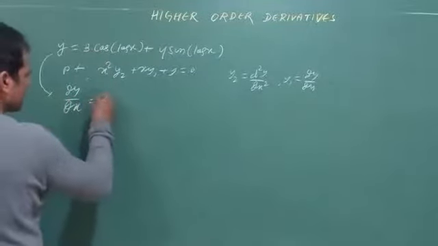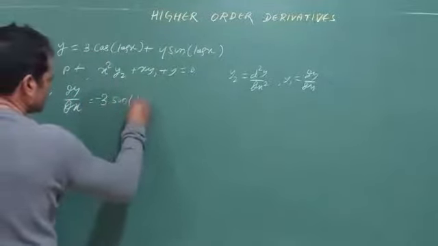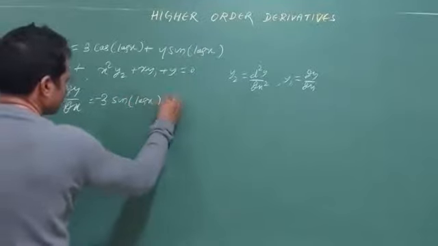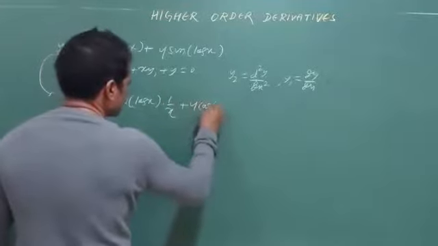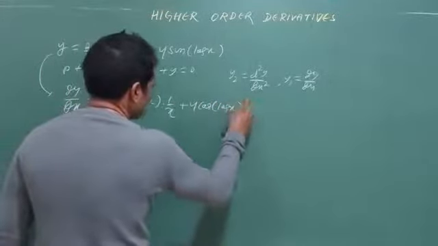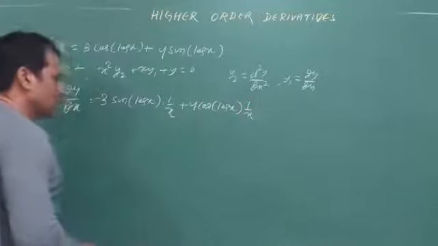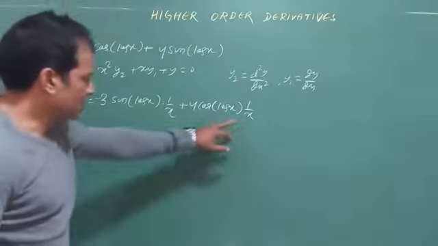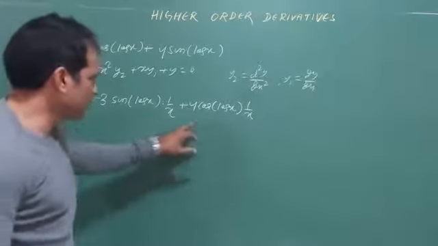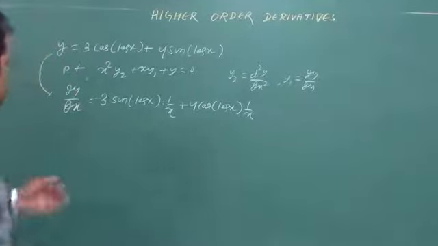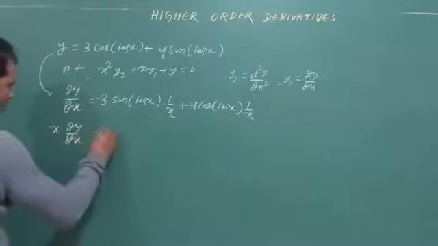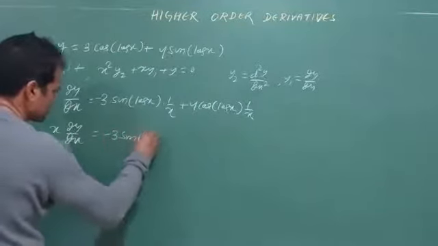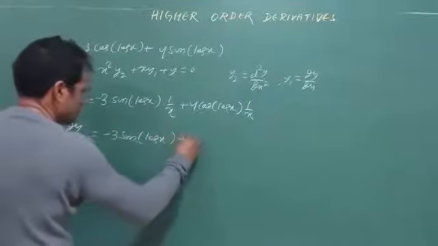3 cos derivative minus sine into log x derivative 1 by x, plus 4 cos log x into log x derivative 1 by x. Just now, some time before, I told you never keep anything in the denominator. If I take the LCM, both denominators are x, so multiply to this side. x dy by dx equals minus 3 sin log x plus 4 cos log x.